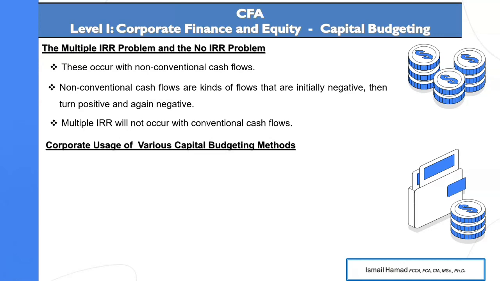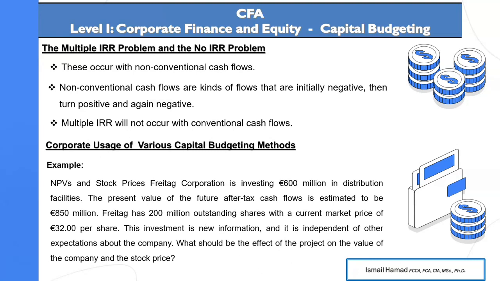Corporate usage of various capital budgeting methods. Why is the net present value always preferred? Let us take this example of a company which invested $600 million as initial outlay. So this is a negative figure, and it has a present value after tax equal to 850 million. That means I invested an initial outlay of negative 600, and then I got 850 present value.